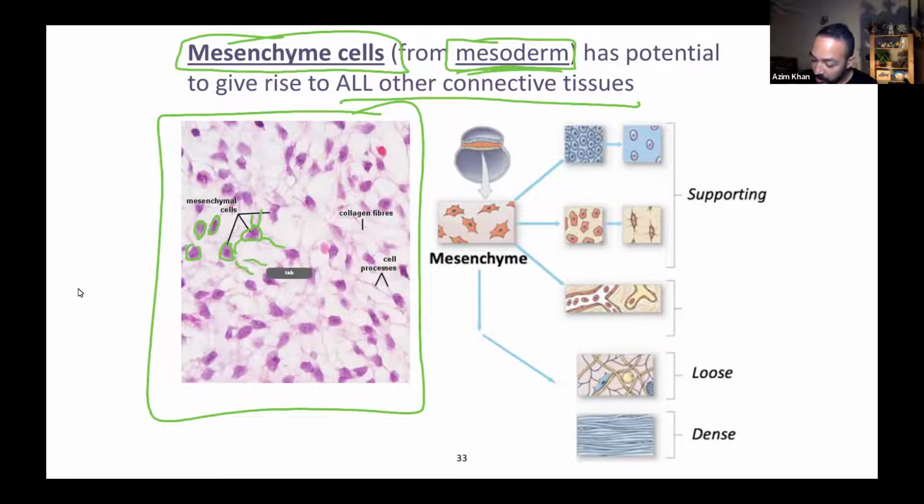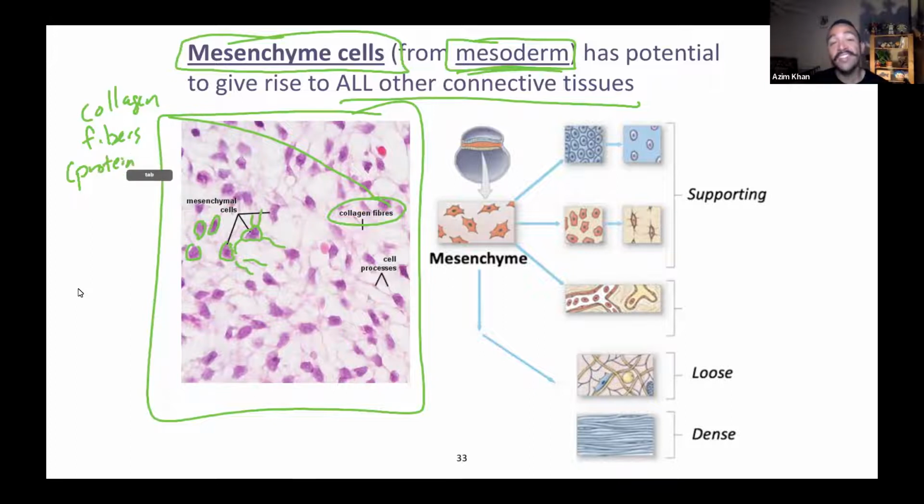Those are collagen fibers. That's the British way of spelling it. Collagen is a protein. We'll see that this is one example of a protein that we can find in the extracellular matrix. Maybe you've heard of collagen before in some skincare products. It is something you find in your mesenchyme and in other connective tissues.